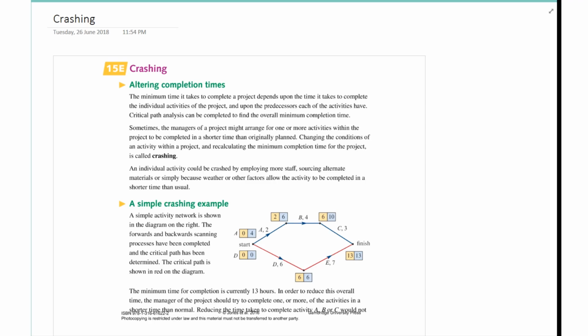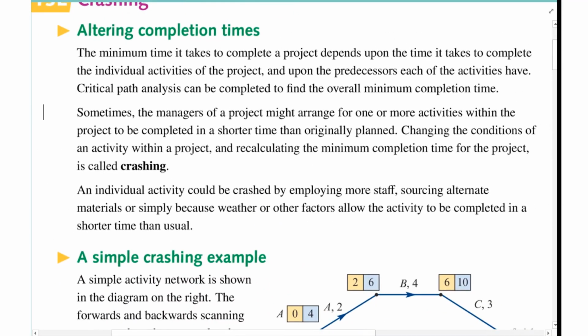Okay, so in this video, we're going to look at crashing. Basically, crashing occurs, for example, when you're a manager of a project and you want to complete something a bit shorter than originally planned. So therefore, you have to recalculate the completion time, and that is what we call crashing. Examples could be you employ more staff, you get alternate materials, or the weather changes things. It's just something that can allow you to complete the activity in a shorter time than usual.